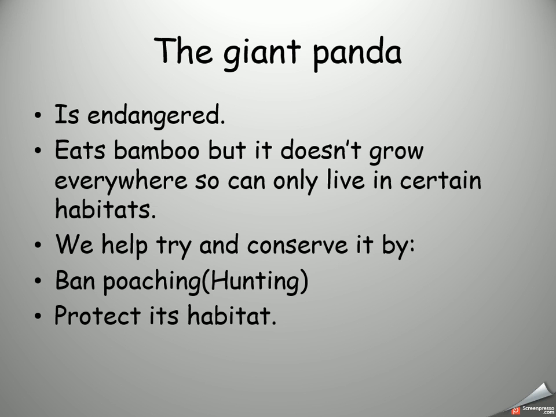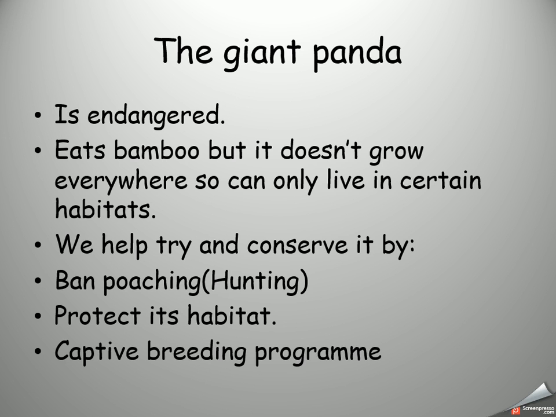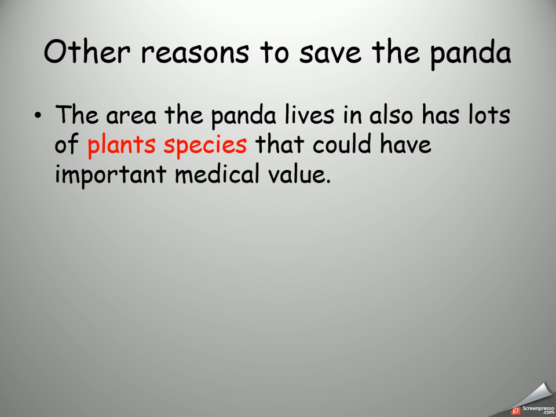Okay, we also protect its habitat. We say, oh, builders, no building on this land, because that land is just for the bamboo where the giant panda lives. And we do captive breeding programs as well. Now, captive breeding programs are where we breed the pandas in captivity, which means that we breed them in a zoo and we try and increase their numbers. And remember, we had a very good class discussion about the giant pandas and how they don't breed very much. And so it can be really, really difficult to increase their numbers.